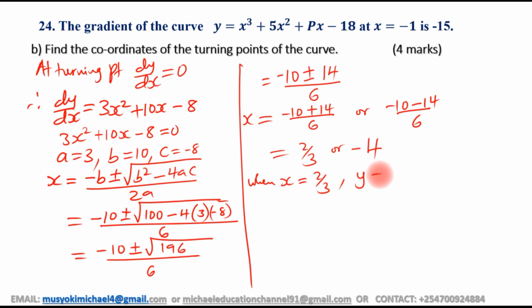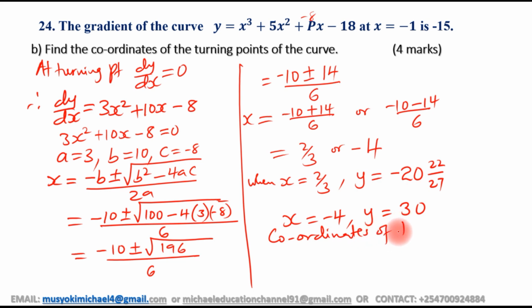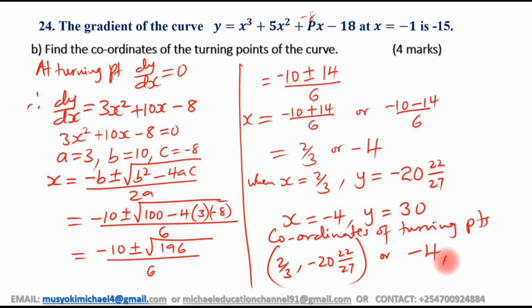When x is equal to 2/3, y will be equal to what? We substitute the value of x into the original equation, and we should end up getting exactly minus 20 and 22 over 27. And also when x is minus 4, substitute into the original equation, with minus 8 there, you should end up getting 30. So the coordinates of the turning points will be exactly 2/3, minus 20 and 22 over 27. The other point is minus 4, 30. So those are the coordinates of the turning points.